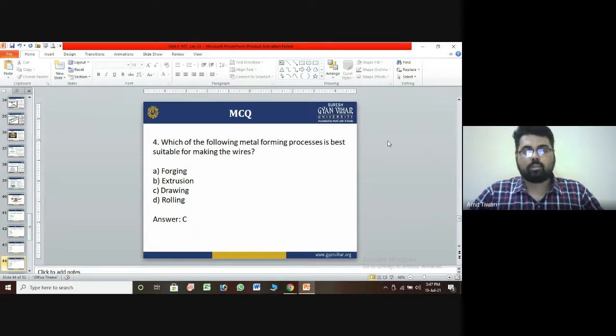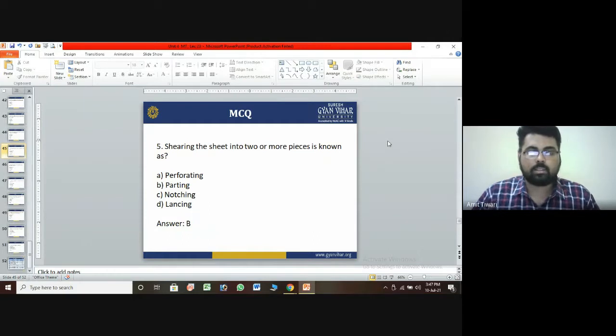Fourth question: which of the following metal forming processes is best suited for making wire? The options are A, forging, B, extrusion, C, drawing, and D, rolling. The correct answer is C, drawing. We know that the drawing operation is used for making wire.